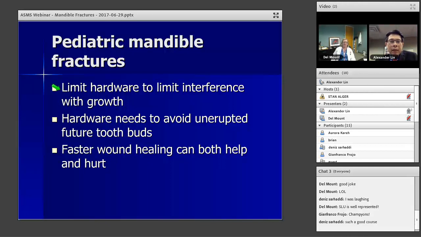In pediatric mandible fractures, the goals are similar. You have to treat each area similarly. You can use the principles of osteosynthesis similarly, but you have three main problems. And your three main problems are, one, to limit the hardware to limit interference with growth. Two, when you do use hardware, and you'll probably use something more limited, such as wires or resorbable plates, that hardware needs to avoid unerupted future tooth buds, and your mandible is just filled with them. So what you do is you try to put the wires as inferiorly as possible.